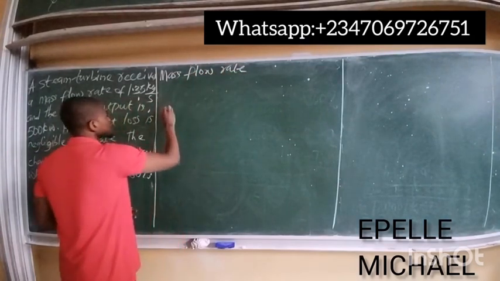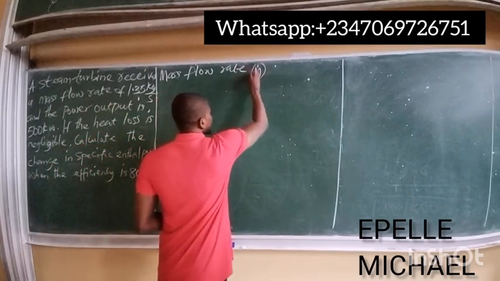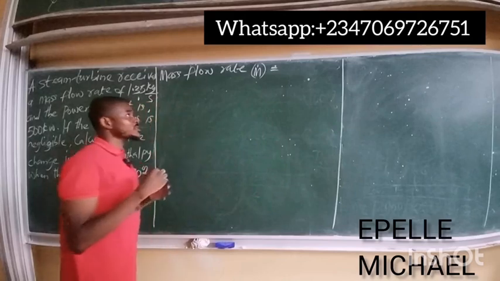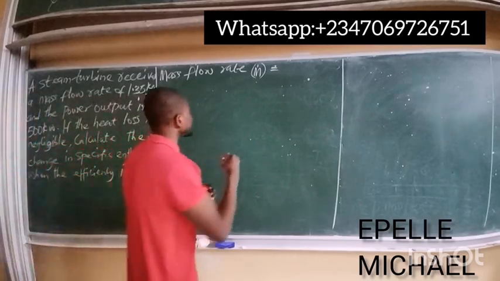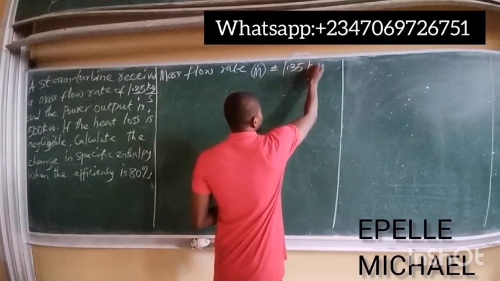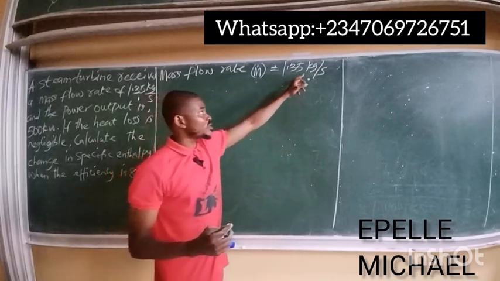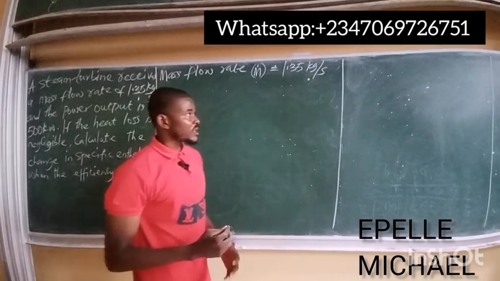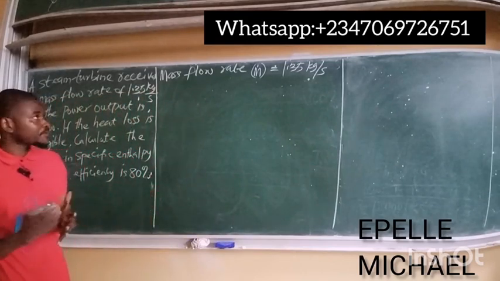Alright, so mass flow rate simply means m dot symbolically. It simply means the mass of fluid flowing within a given time, and the value is given as 1.35 kilograms per second. So from the unit it is even clear. Kilograms is the unit of mass, seconds is the unit of time. So it simply means the mass of fluid flowing within a given time.